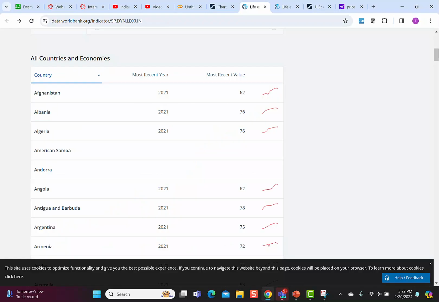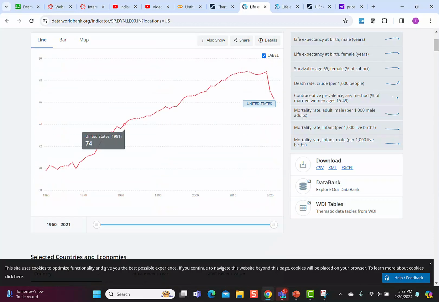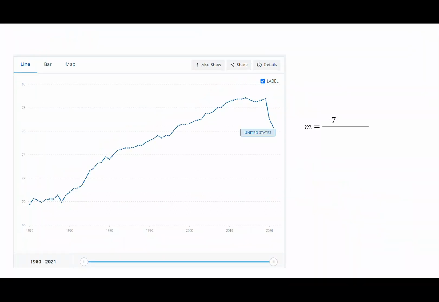Let's go back to the chart and scroll way to the bottom of the page to find the United States. Over those same time periods, we can see the life expectancy was 74 years in the year 1981, and it was 76 in the year 2021. Turning that into slope, we have 76 minus 74 over 2021 minus 1981. So in the United States, our change in life expectancy was only 2 years, and the length of time was 40 years. This says our slope is 0.05, which is much smaller.